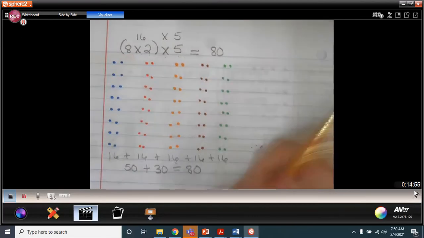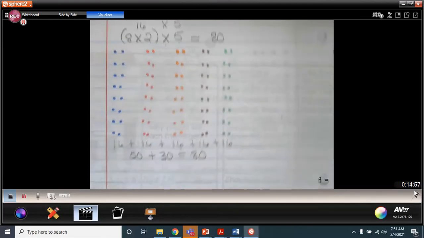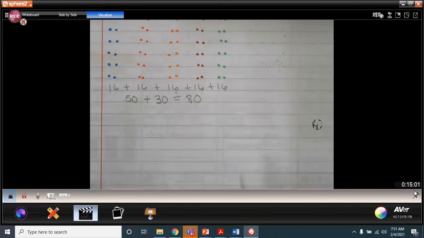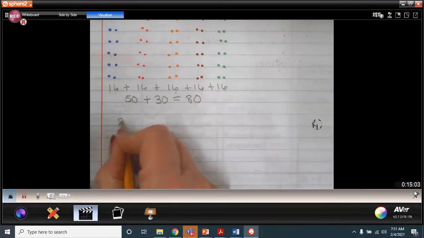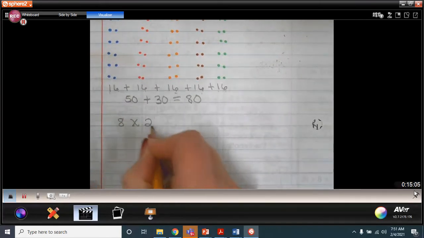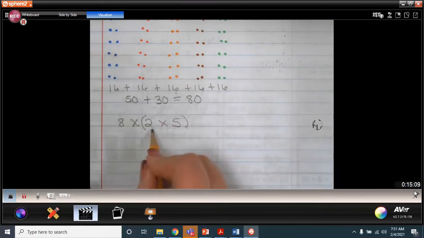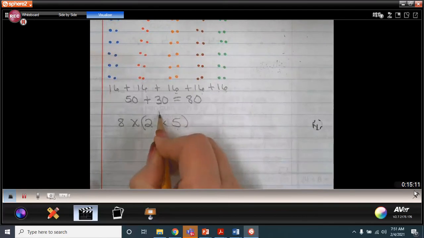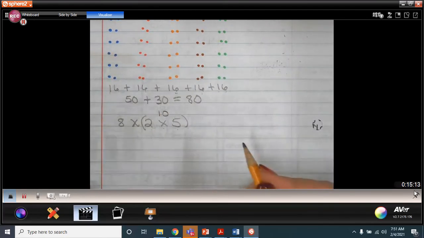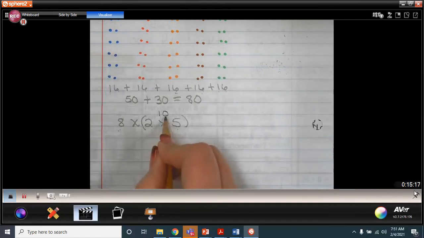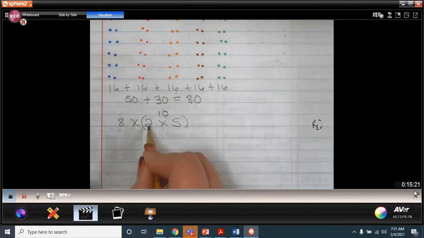Now it says to do it 2 ways, and I'm going to show you a second way, but I'm not going to model it for you, but I am going to show you how to group it. So another way you could think about this is you could do 2 groups of 5, and 2 groups of 5 would be 10, right? And then I do that 8 times. So 8 groups of 10, or 8 groups of 2 times 5 is basically what we're saying here.